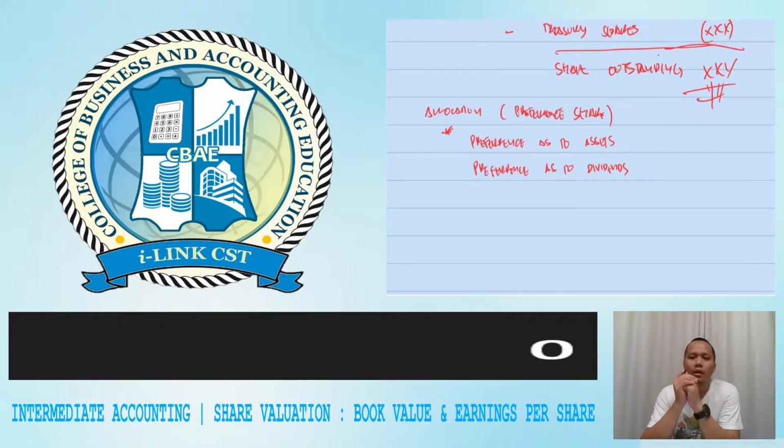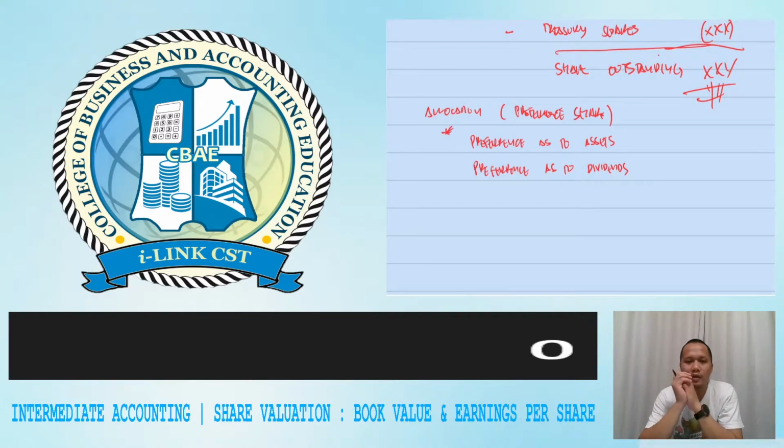Kumbaga, in case we have to liquidate, or maybe not liquidation, but if we are to pay certain dividends, yung asset ng corporation, yung dapat paggamitan muna dyan, are the dividends owed to the preference shares. Okay? Kaya tinatawag siya na preference as to asset.